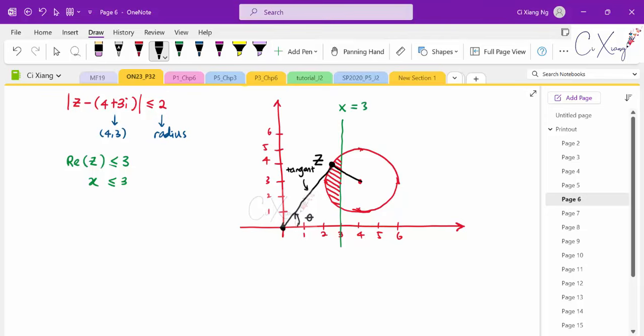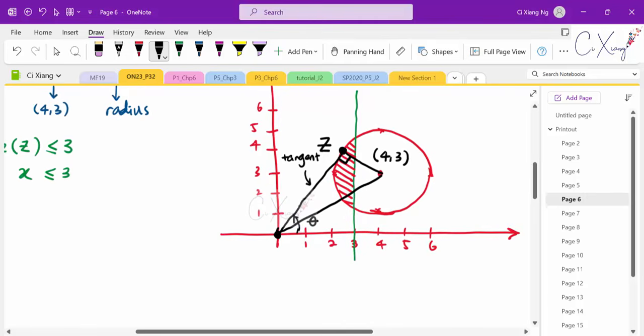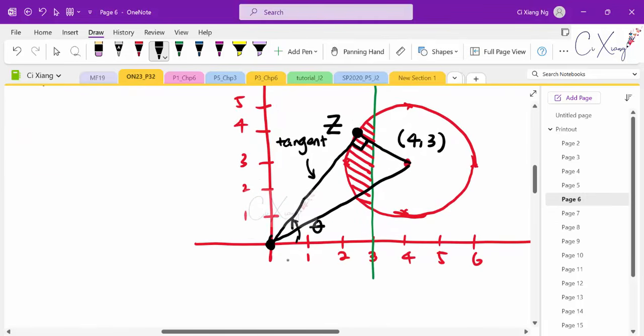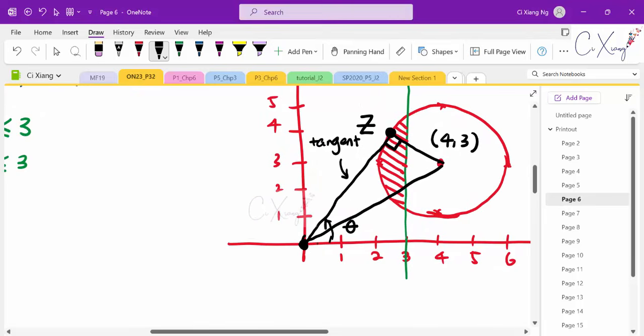Then I know that the tangent of the circle and the line from the point to the center should be 90 degrees. If I draw a straight line from 0, 0 to the center here, it will form a right-angled triangle. This one is 4, 3. Then the theta that we want to find is this one. Maybe I put my graph slightly larger again. Then how can I find theta?